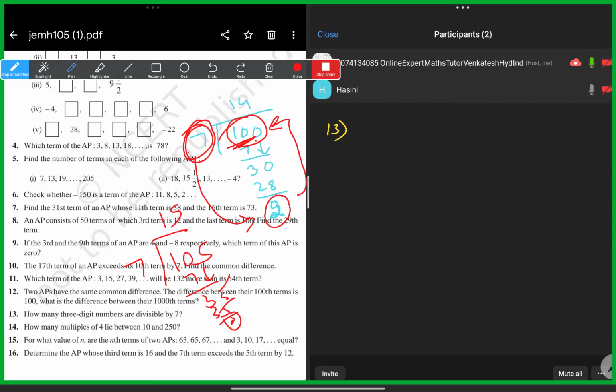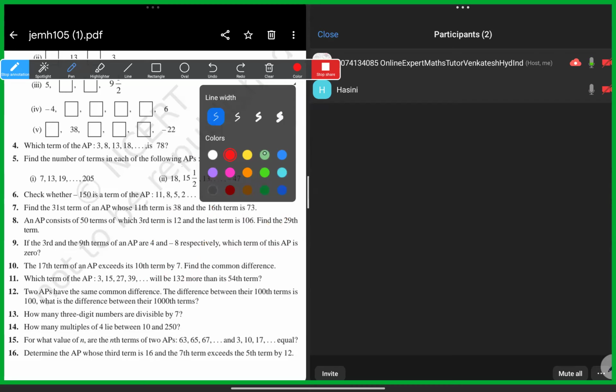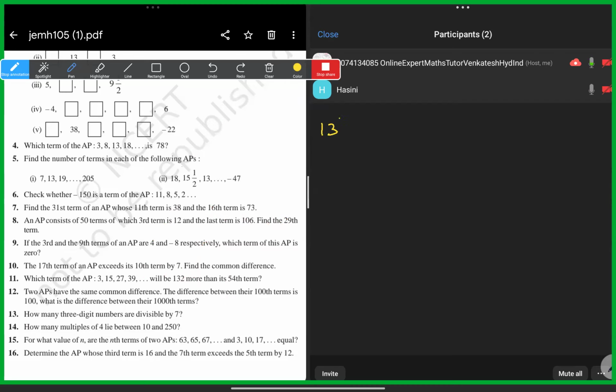Exactly divisible means the remainder is 0. So now what I am doing is writing a series. They are asking how many 3-digit numbers are divisible by 7. We thought there are so many numbers.